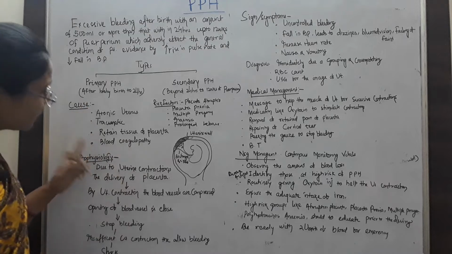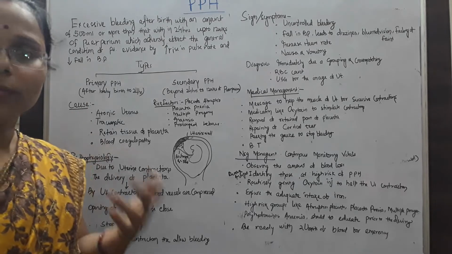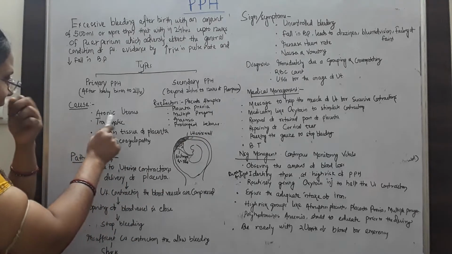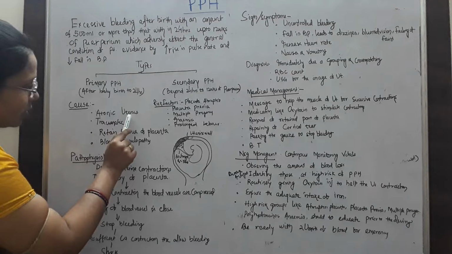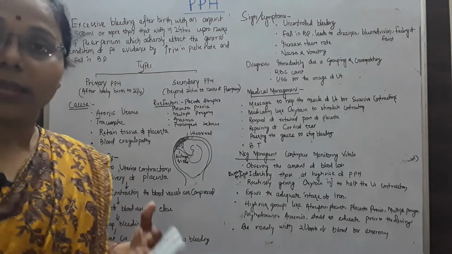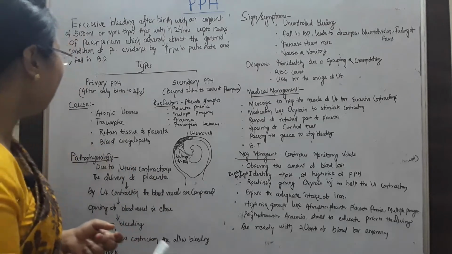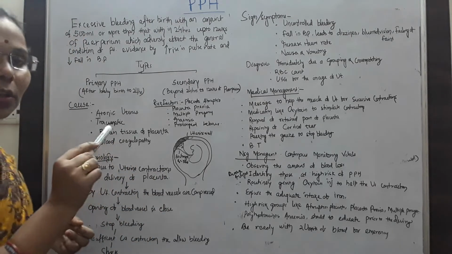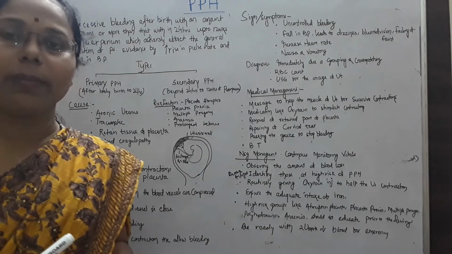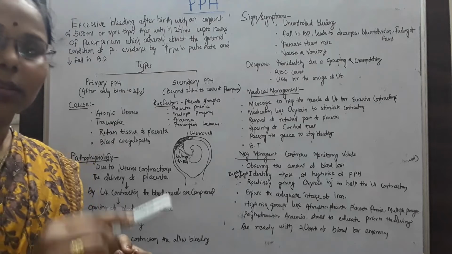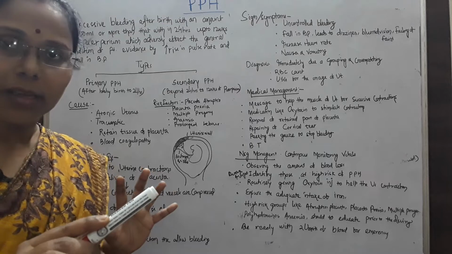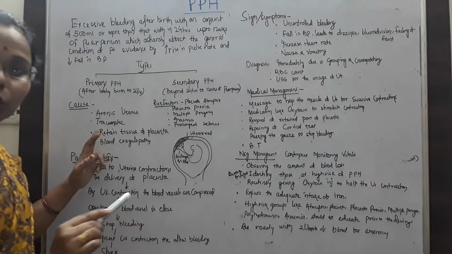Then what are the causes of PPH? One cause is atonic uterus. Atonic uterus means the successive contractions do not take place. Another is traumatic conditions, meaning during normal delivery you use forceps or ventouse delivery for extraction of the baby. In that case, if there is any tear in the uterine wall, the cervix or the vaginal wall, that may lead to bleeding.